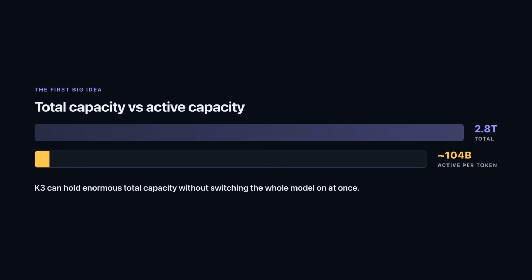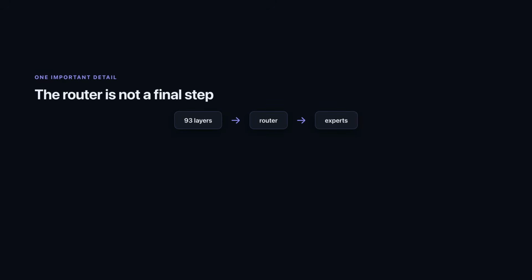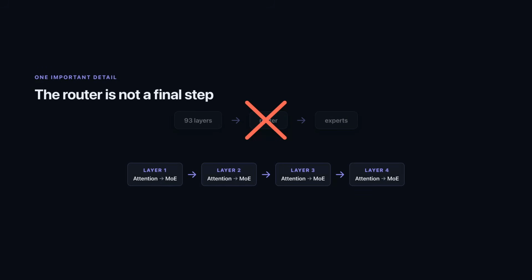And that's the first big idea. K3 can hold enormous total capacity without switching the entire model on at once. And here's something easy to get wrong. You might picture the router sitting at the very end of the model choosing experts once. That isn't how it works. K3's mixture of experts processing happens inside the model's repeated layers.